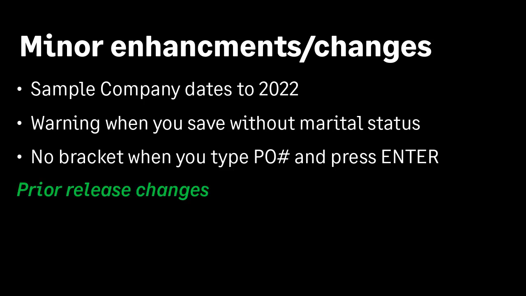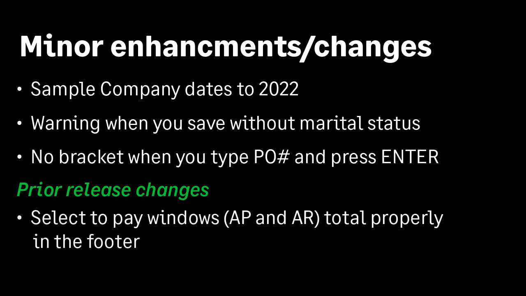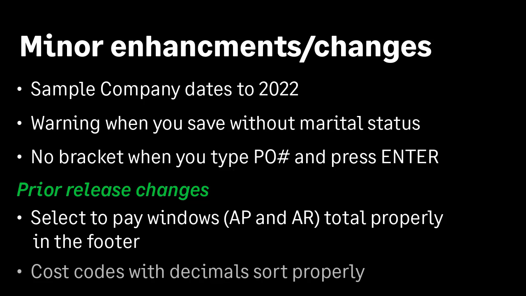The following items were in a previous release, but if you are not on that release, you may see them when you install version 24.1. In Select to Pay windows for AP and AR, the last column now totals in the footer of the screen properly. Cost codes with decimals now sort properly in different screens like Progress Billings when you sort by cost code.